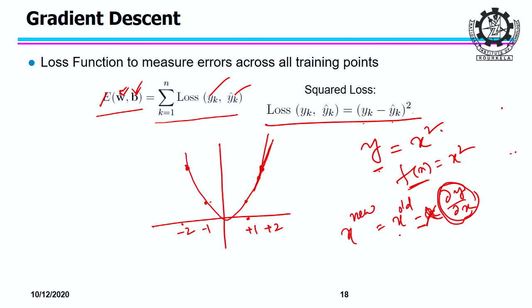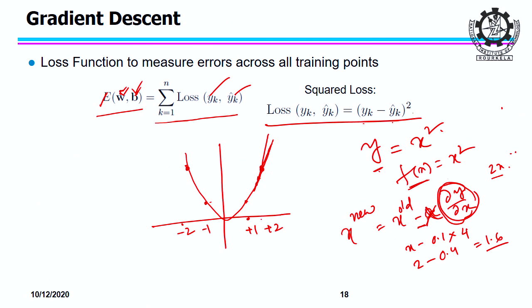Now, the value was 2, and now it will decrease. Let us say the step is 0.1, and the gradient of x square is twice x. So, x is 2, this will be 4. So, x was 2 minus 0.4, this will be 1.6. Now you go down, and 1.6 will be somewhere here.